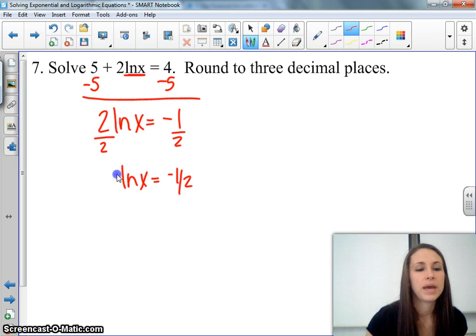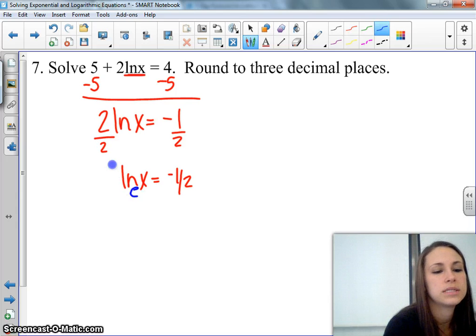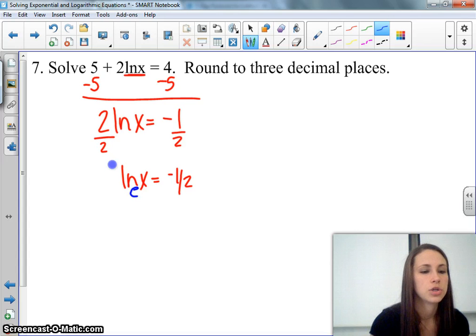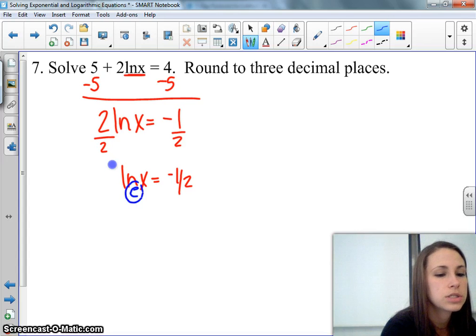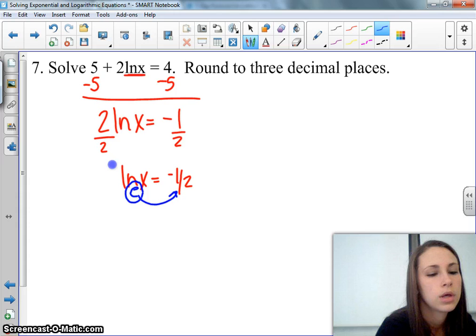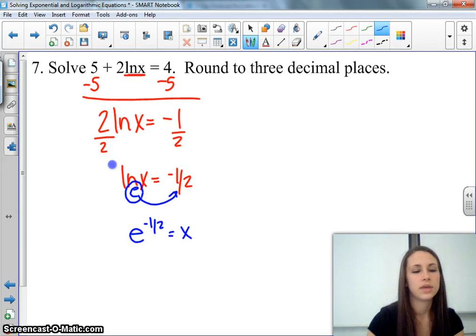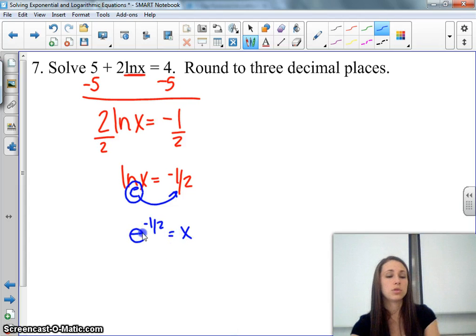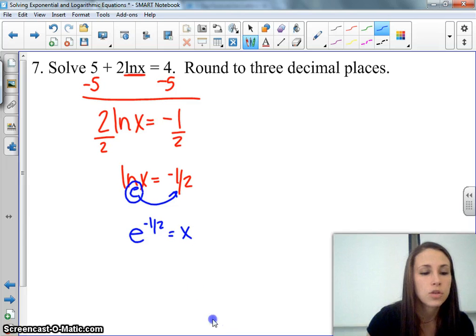Now the base of an ln is base e, and if you want, you can stick a base e down there to remind you; that's what I tell a lot of my kids to do. Then I'm going to shell snail, now that I've got the ln by itself, and write this as an exponent. So e to the -1/2 equals x. A lot of times they'll leave your answer like this, and either way is fine with me.